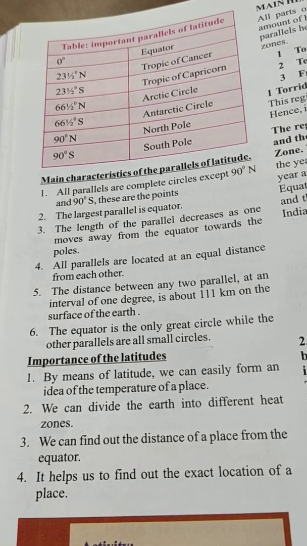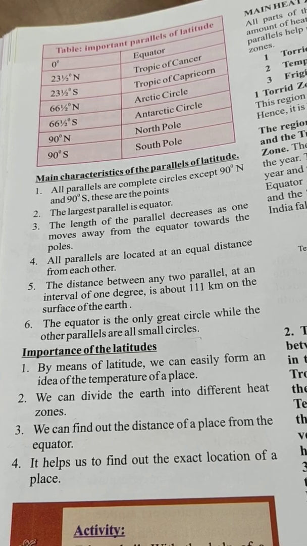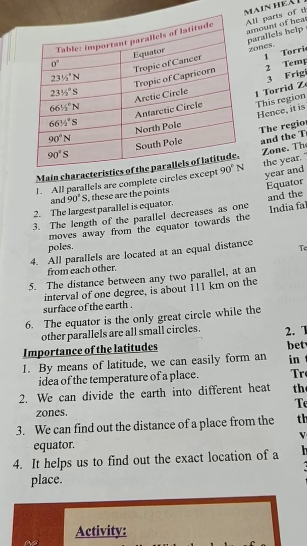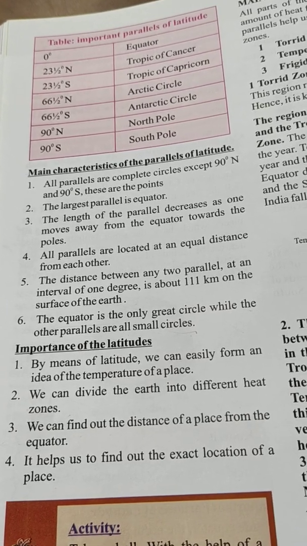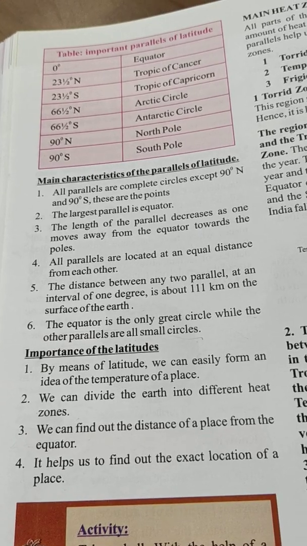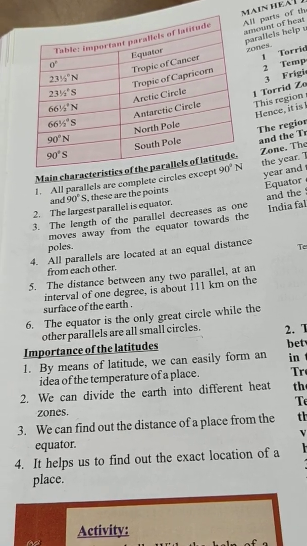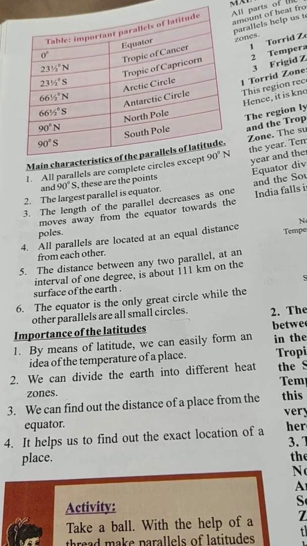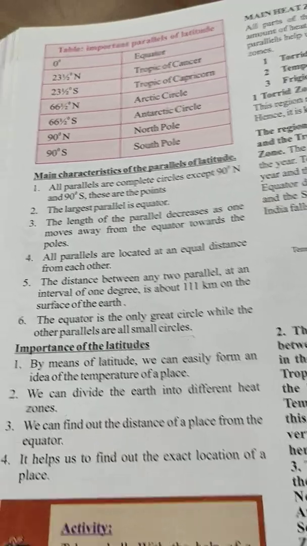Importance of the latitudes. Number 1. By means of latitude, we can easily form an idea of the temperature of a place. Number 2. We can divide the earth into different heat zones. Number 3. We can find out the distance of a place from the equator. Number 4. It helps us to find out the exact location of a place.